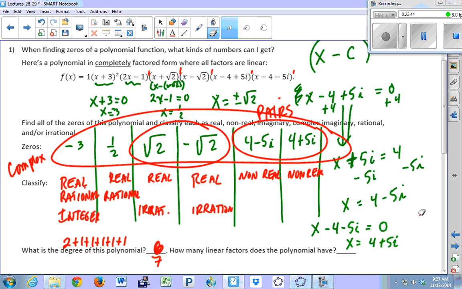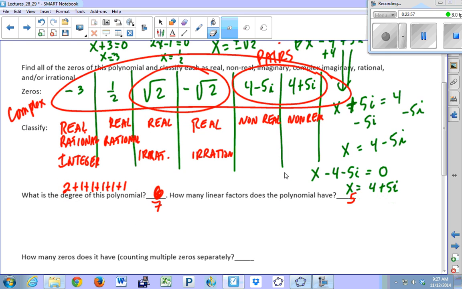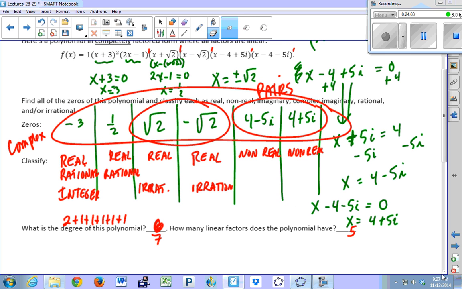All right. How many linear factors do you see? How many linear factors? Those are the ones that have degree 1. You said 1, 2, 3, 4, 5. You have 5 of them. All right. How many zeros? Now, this is where you got to be a little careful. How many zeros? Is this true? I have 5 linear factors. You let me get away with that?